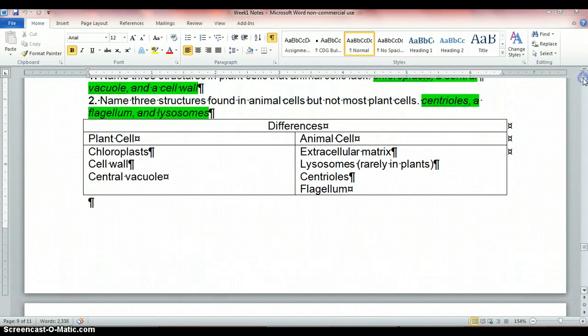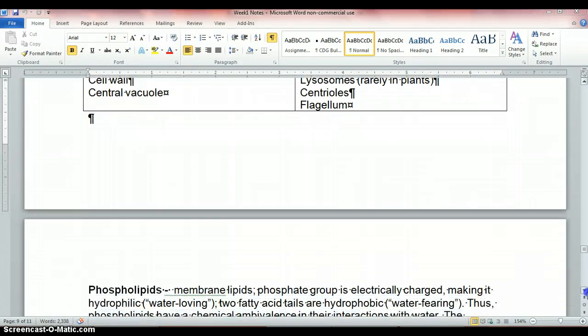Okay, then let's talk about plant versus animal. These are all going to be eukaryotic, but plant cells are slightly different than animal cells. Plant cells have the chloroplast, that's why they're green. They have that cell wall because they don't have a skeleton structure. They have a central vacuole. Animal cells have an extracellular matrix. They have lysosomes, which occasionally can be in plants, but pretty rare. Centrioles, and they have the flagellum. Those are different things.